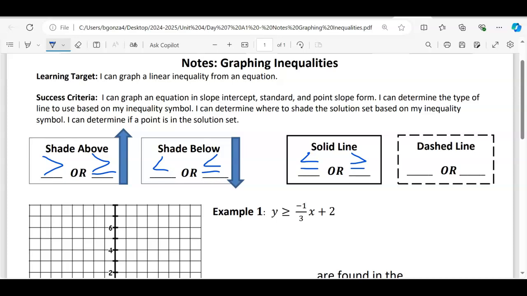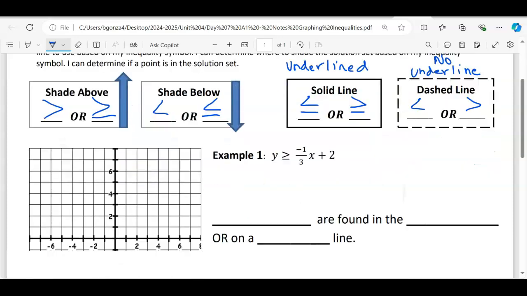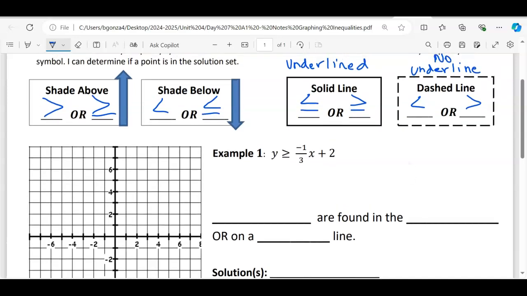You should be writing this down, right? But here's something new. Your line is going to look dashed. You're going to have to make it look dashed when it does not have the underline, when it's less than or greater than. So again, it's solid when it's underlined, and when there's no underline, it's dashed. Okay? That's the rules.